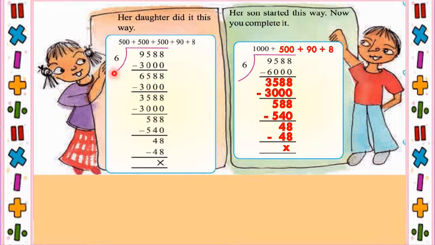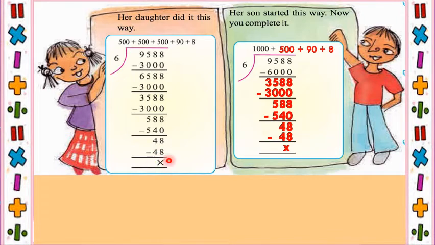Now 6 90s is 540. Subtract it. So the difference is 48. Now 6 8s is 48. So the remainder becomes 0.